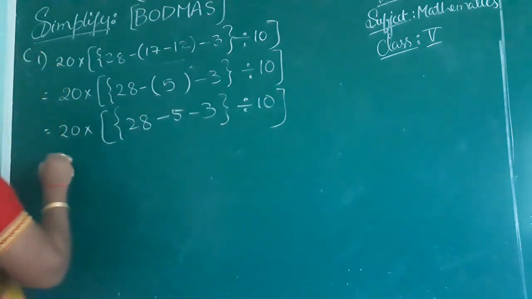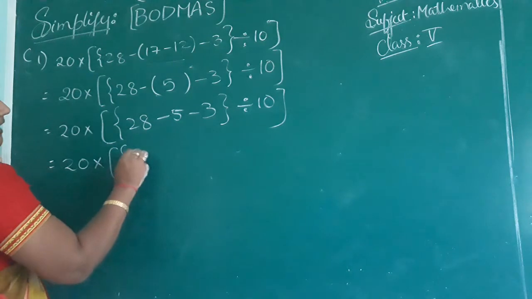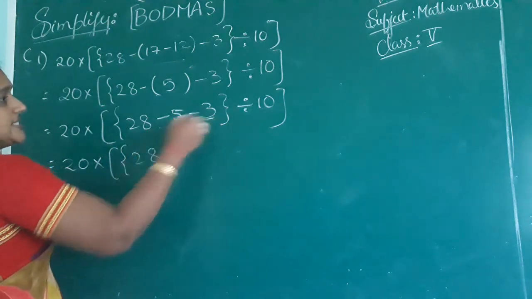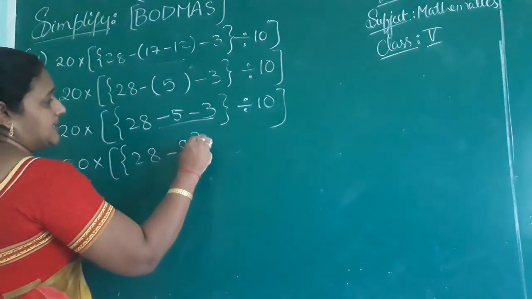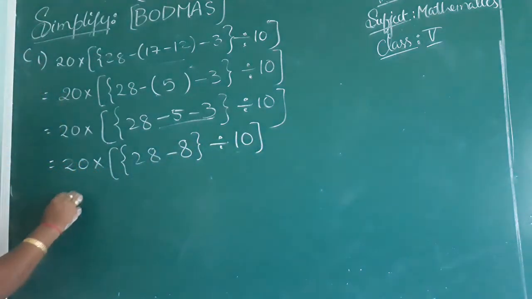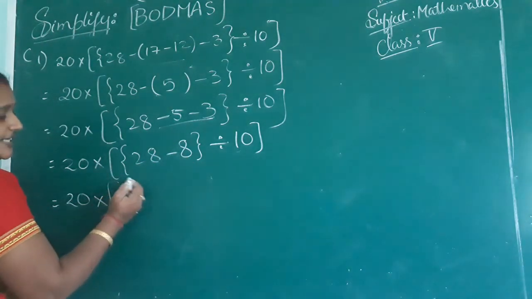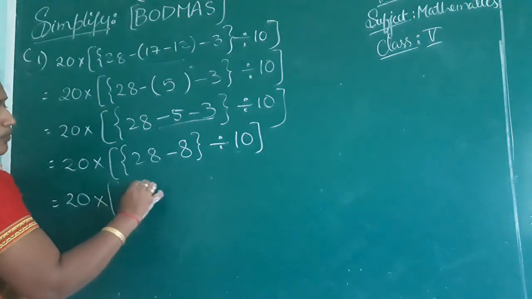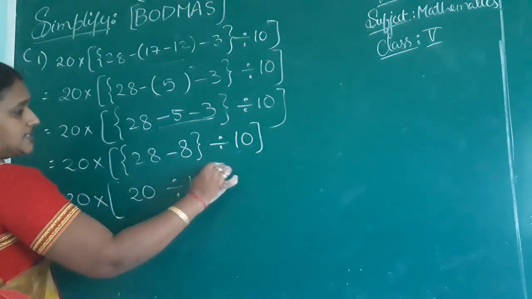So here 20 into square bracket, curly bracket 28 minus 5 minus 3, both are having the same symbol, so minus 5 minus 3 is minus 8, curly bracket closed, divided by 10, square bracket. So 20 into square bracket 28 minus 8. What is 28 minus 8, children? 20. Now we solve this, so we remove that bracket, divided by 10, square bracket.